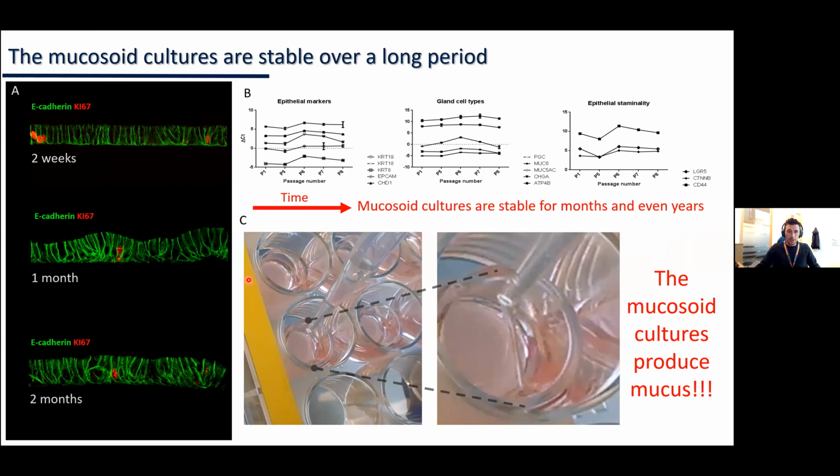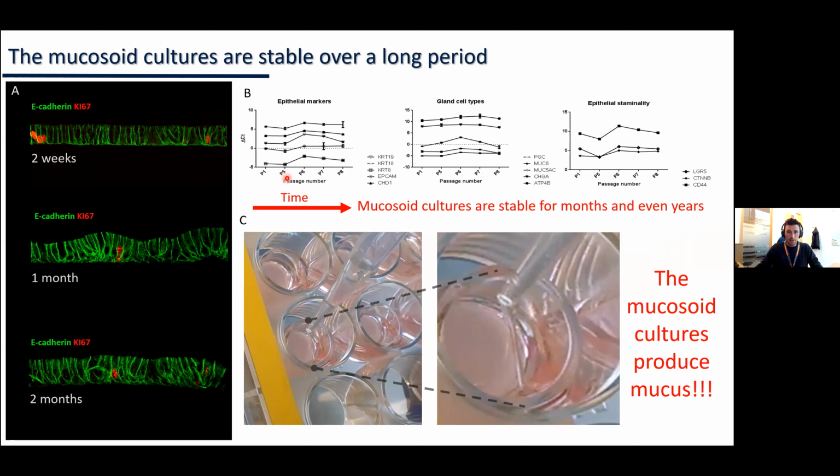The other feature is mucus production. These cells here start producing mucus, like the epithelium in our body, and this is why we call them mucosoids, because we think this is one of the main features of the mucosa that the mucosoids represent. So cells in the mucosoids are proliferating, or at least there are some spots, some foci of proliferating cells.